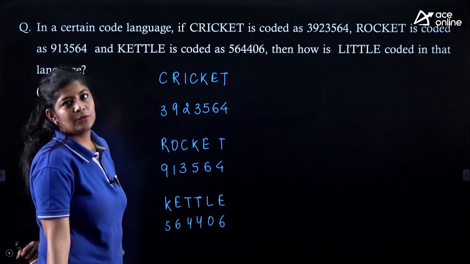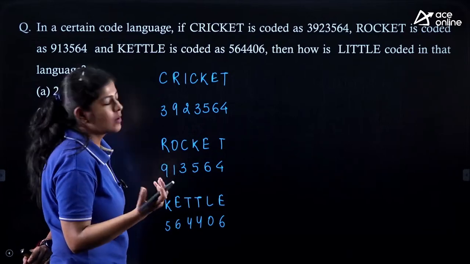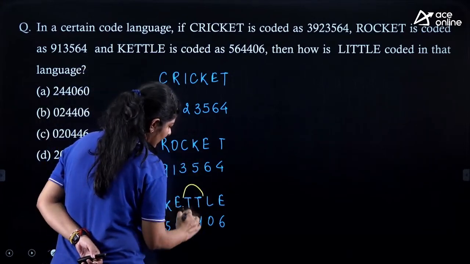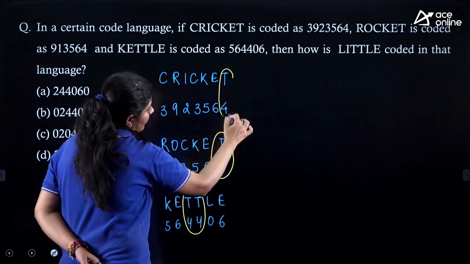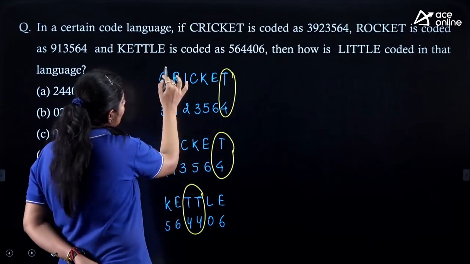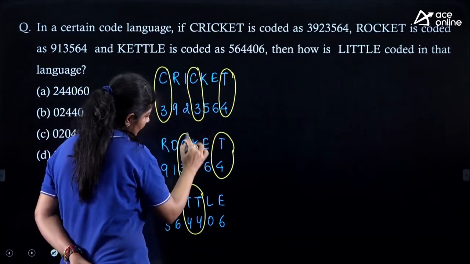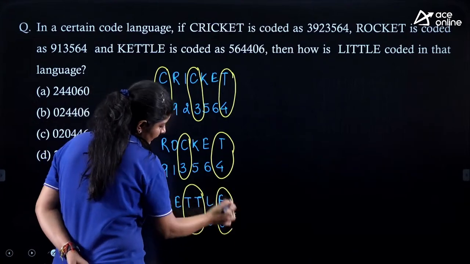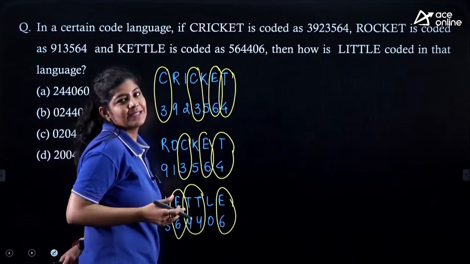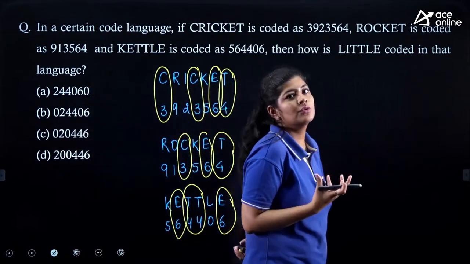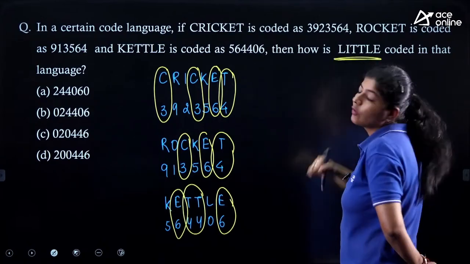So we can easily detect the pattern over here. Here we just use the letter number coding, and if you observe, we have double T and both of them are coded as 4, right? We have used 3 for C, right? Apart from that, E. Through this pattern, you can easily cross check. So basically, we have just used a specific number for a specific alphabet, and we need to find out the code for little.